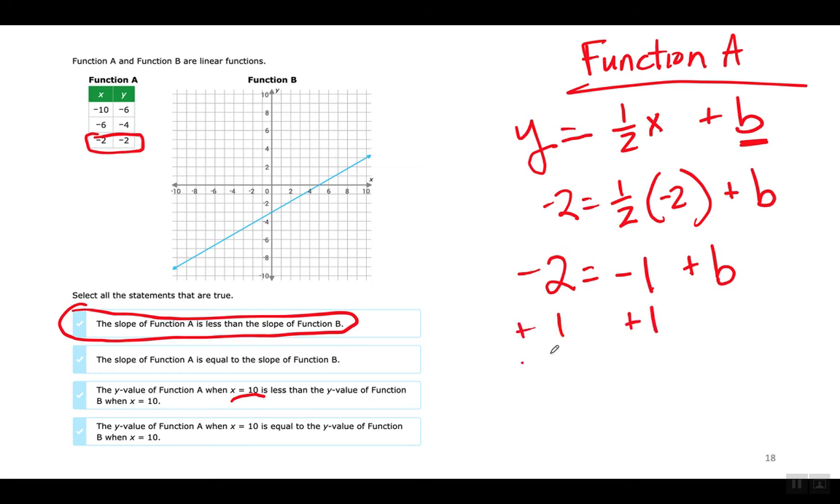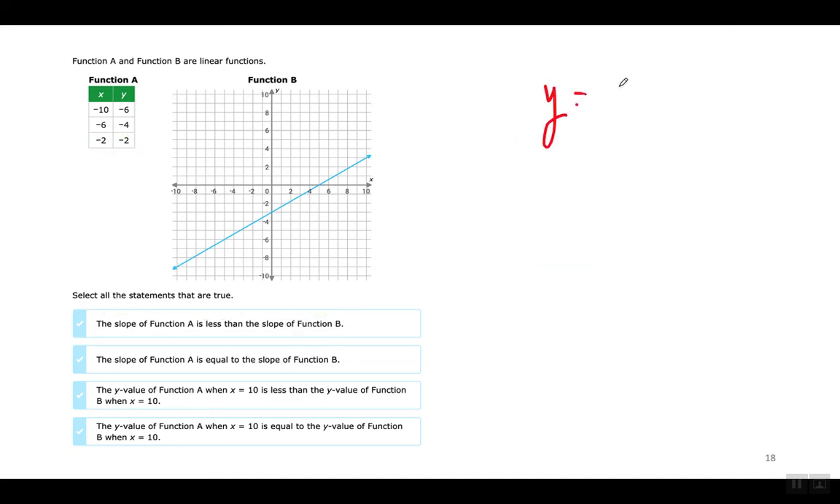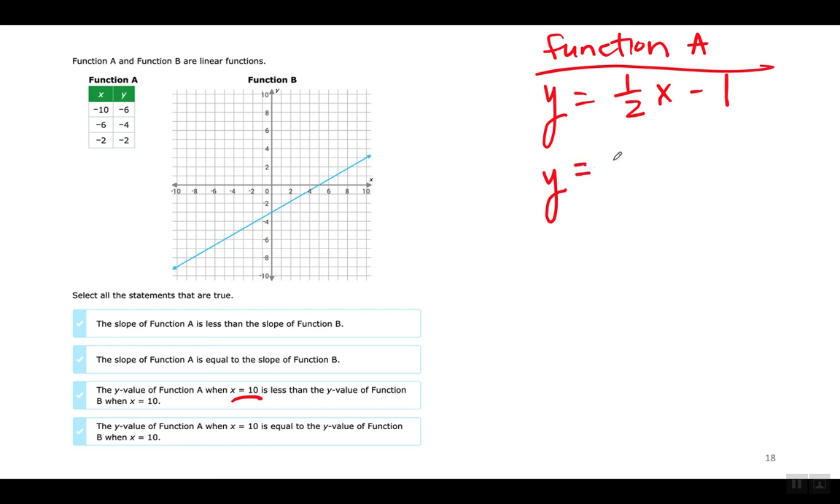Now, B is going to equal -1. So that means my equation is y equals 1/2 x minus 1. La ecuación es y igual a 1 sobre 2 x menos 1. Alright, so now when I substitute x equals 10, cuando sustituyo x igual a 10, I'm going to have y equals 1/2 times 10 minus 1. Half of 10 is 5.